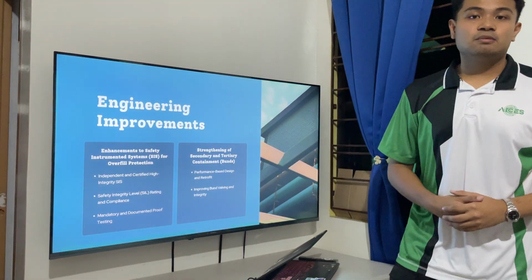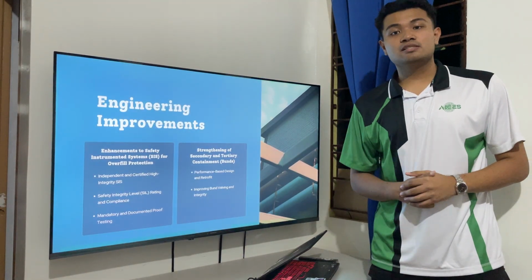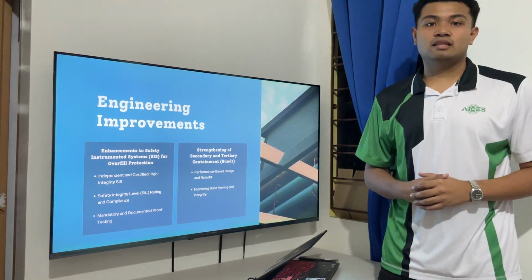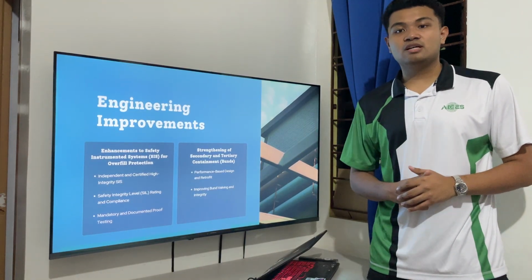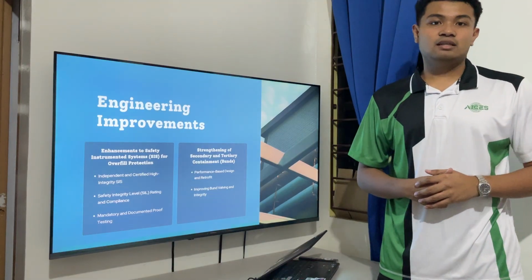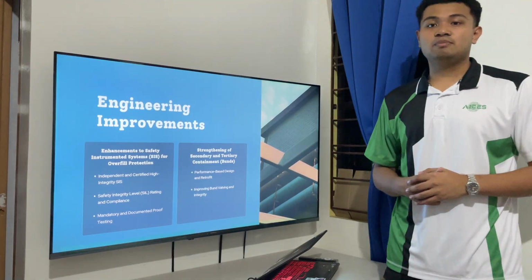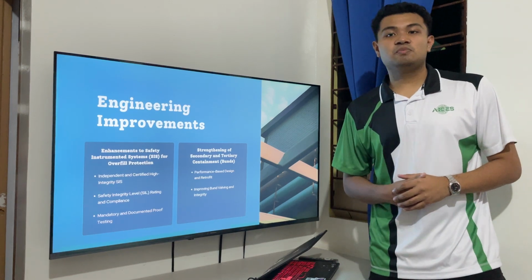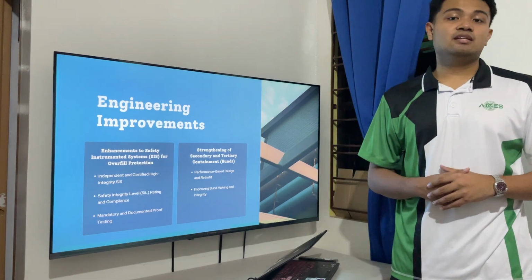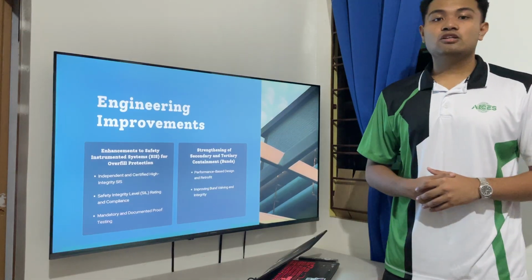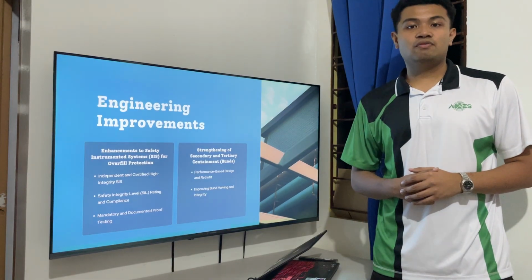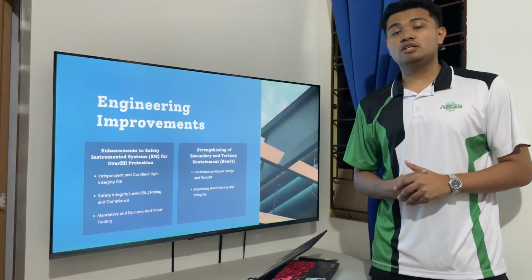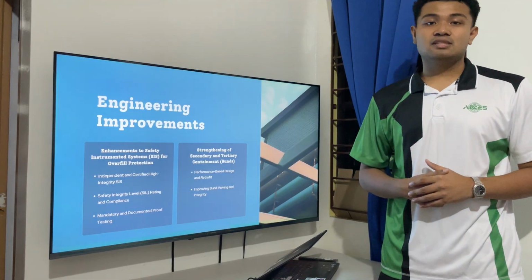Next are engineering improvements. To prevent a recurrence of the Buncefield overfill incident, engineering improvements must mandate a safety instrumented system, or SIS, that is physically and electrically independent from the basic process control system, or BPCS. This independent SIS must be designed to meet a verified safety integrity level, or SIL, in compliance with IEC 61511, determined through methodologies like LOPA to ensure adequate risk reduction for large storage tanks.